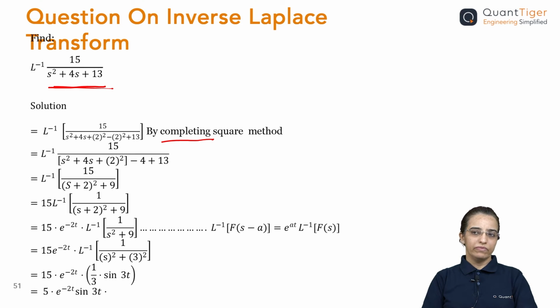There are various other methods, like splitting the terms, or using the quadratic formula, like minus b plus or minus square root of b square minus 4ac upon twice a, that formula also. This was one of the methods to find the roots of a quadratic, by completing square. Here we have used that method to simplify the denominator.